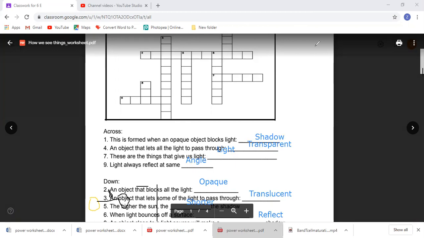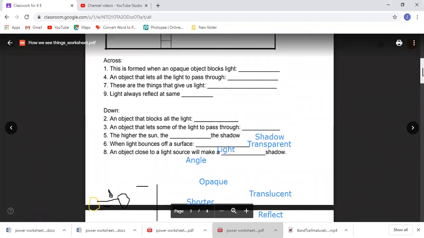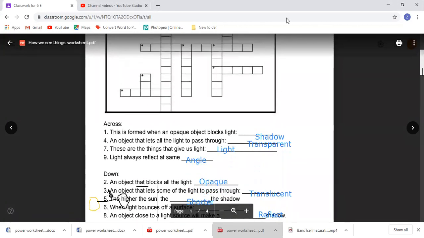Then an object that blocks all the light is called opaque. An object that lets some of the light pass through is translucent. The higher the sun, the shorter the shadow. When the light bounces off an object, it basically means reflection is going on. And then an object close to a light source will make a larger shadow. Okay, I hope this is clear. Now, I'm going to clear all the drawings.